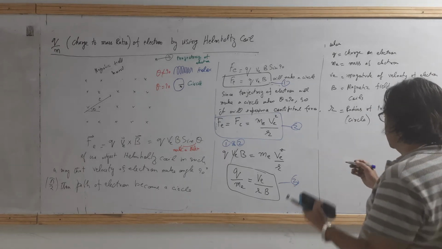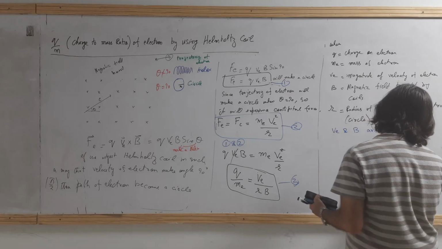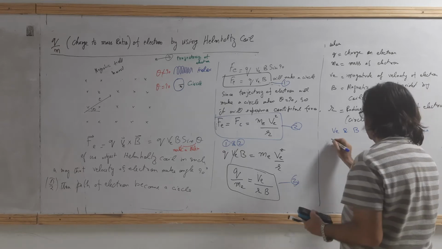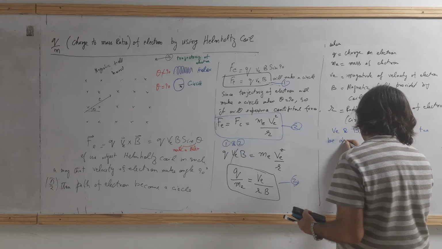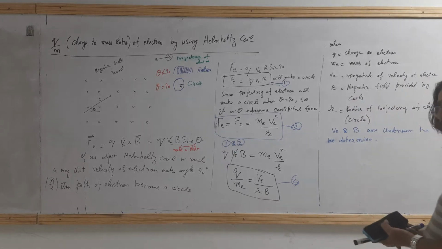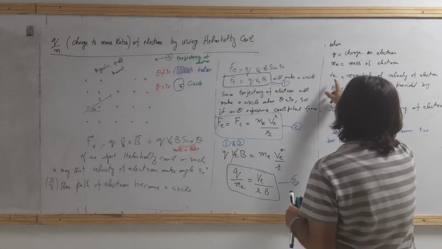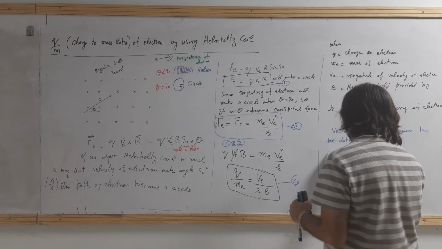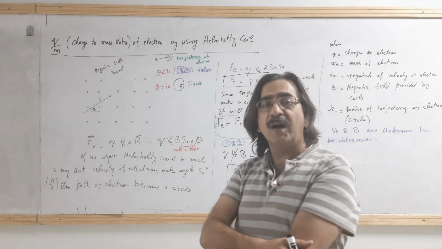There, V and B are unknown, to be determined, okay. We have to find the expression for these two. How do we find the velocity of electron? As we know, the velocity of electron depends upon the potential provided, okay.